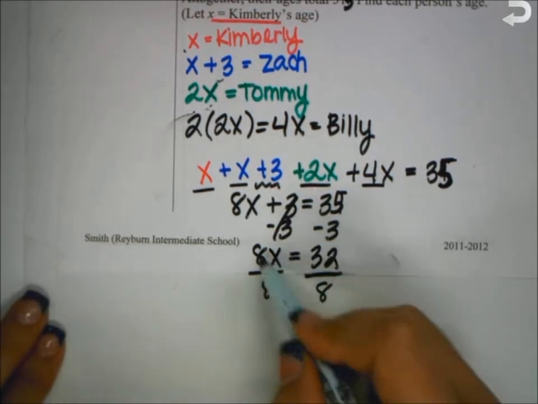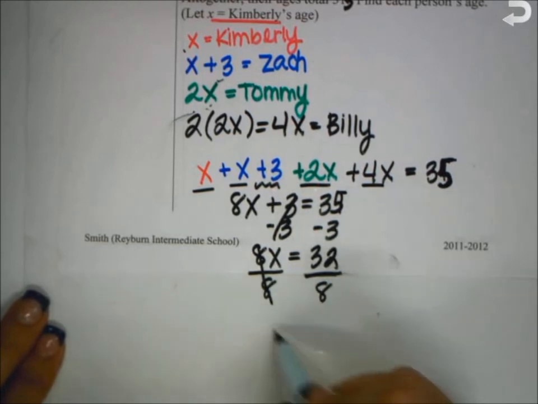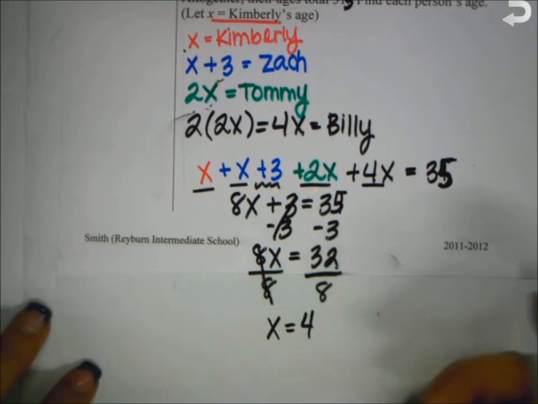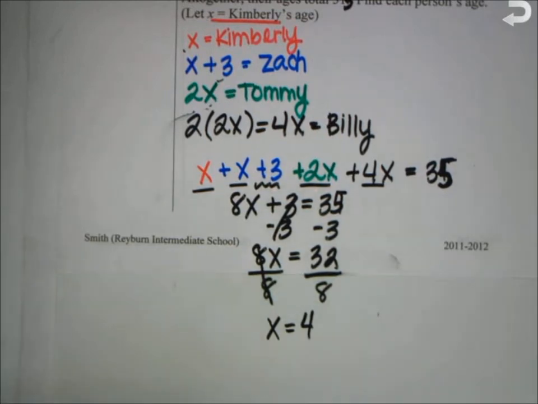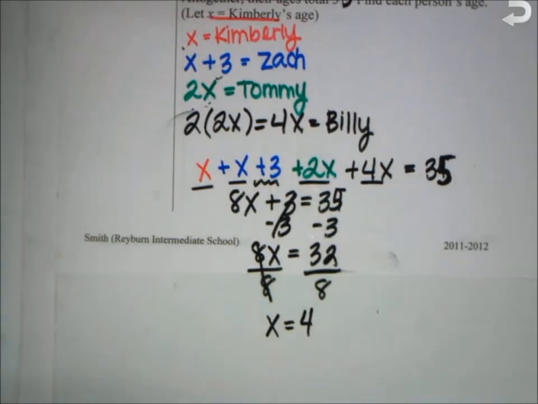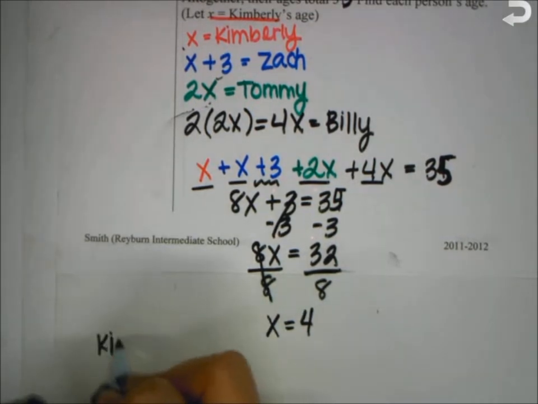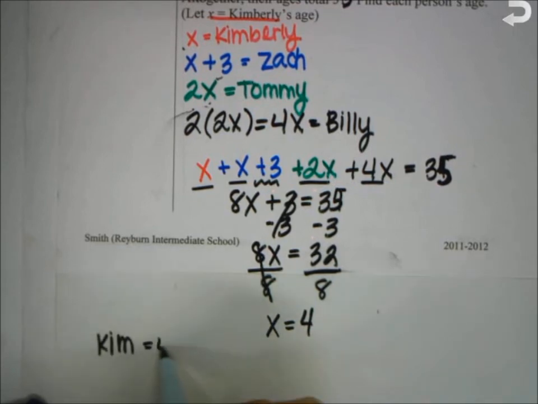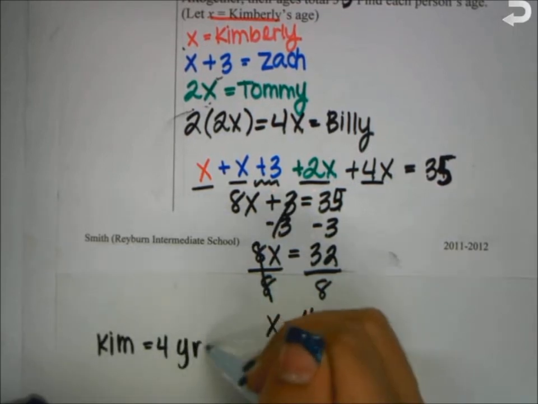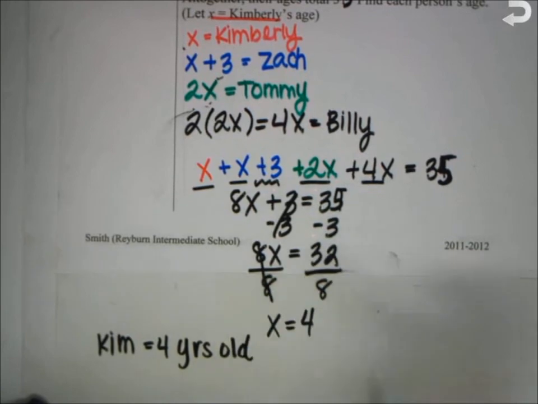That's Kimberly's age. Okay, so x is Kimberly's age. Kim equals 4 years old. Kimberly is 4 years old.